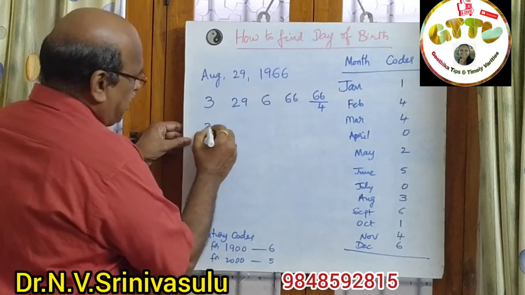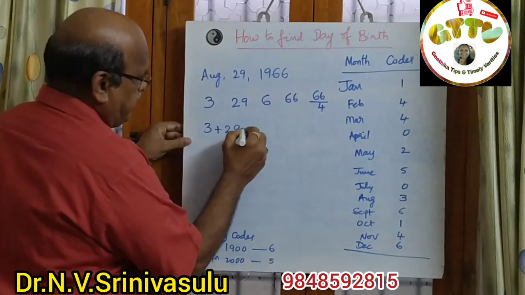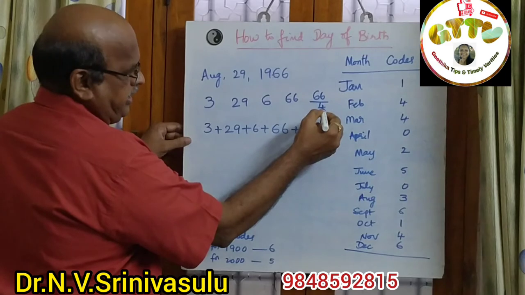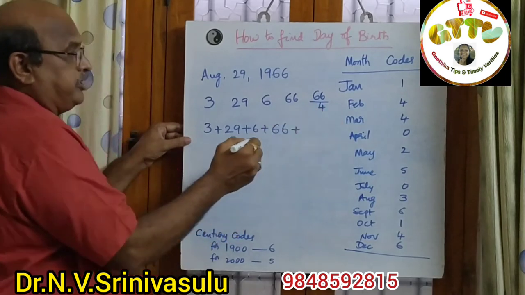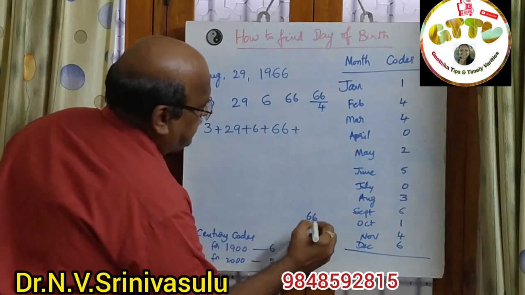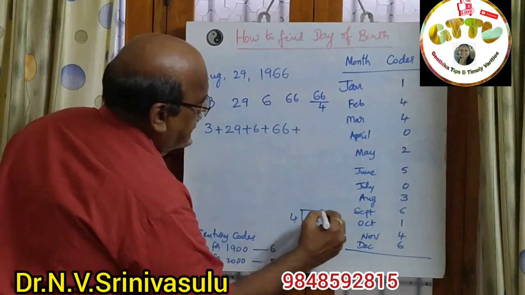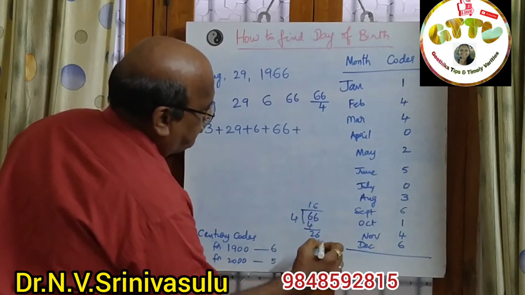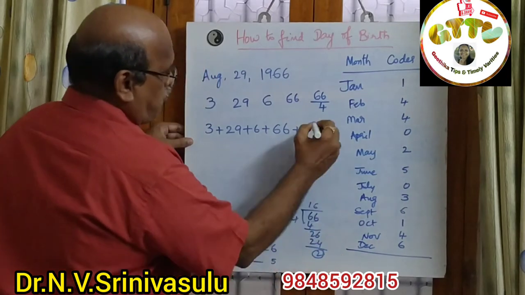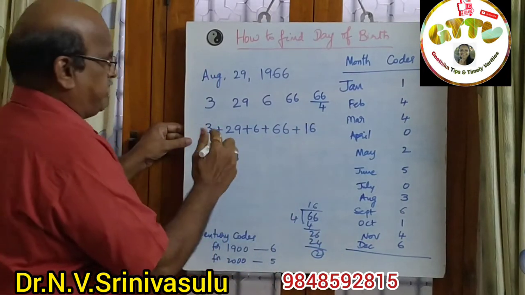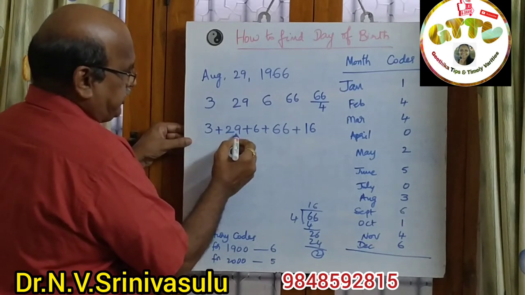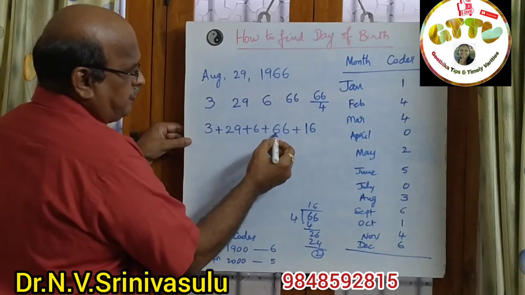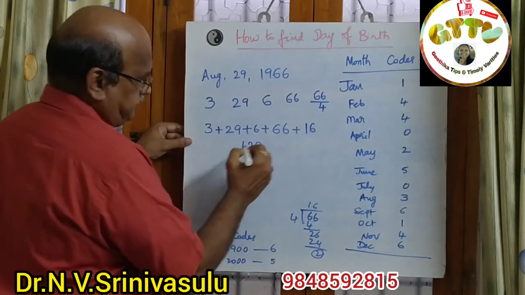Then add up all these things: 3 plus 29 plus 6 plus 66 plus the quotient of 66 divided by 4. Here you are not going to keep the remainder. For example, I am dividing 66 by 4. 4 ones are 4, 4 sixes are 24, so forget about the remainder, you take only the quotient, which is 16. Add up all these numbers: 3 plus 29 is 32, 38, 38 plus 6 is 44, plus 60, 104, and it will be 120.